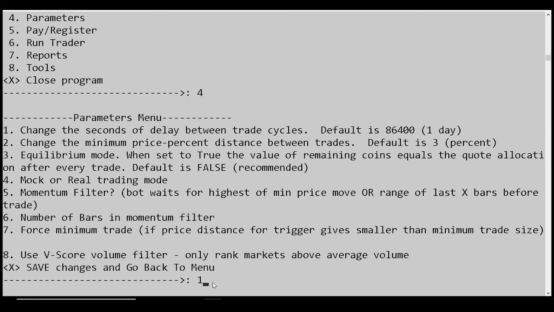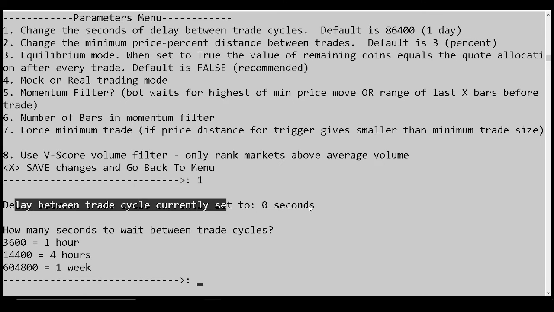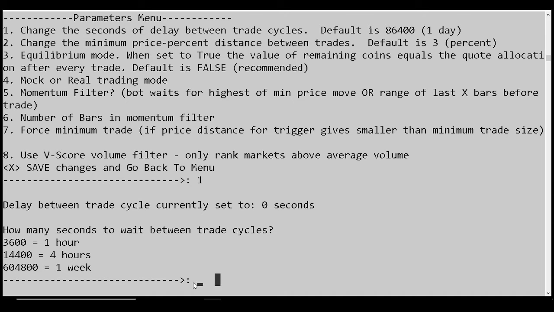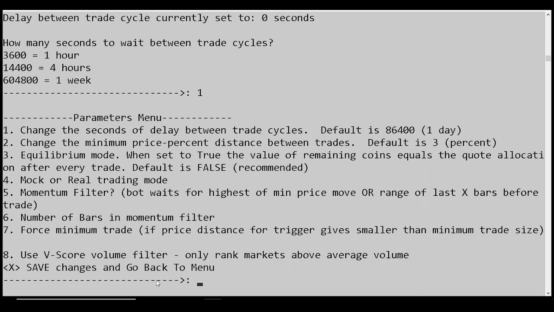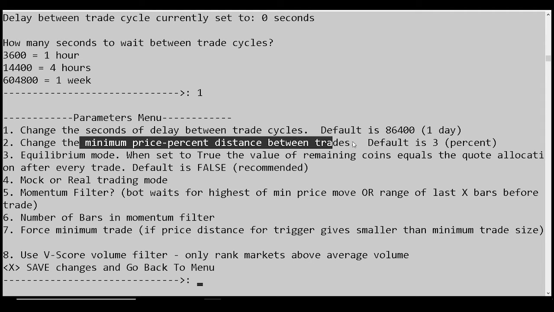You select the menu option. It tells you what it's currently set to. I'm already set at 0 seconds. I'm just going to change it to 1 second. Okay. Now you can change the minimum price percent distance between trades.